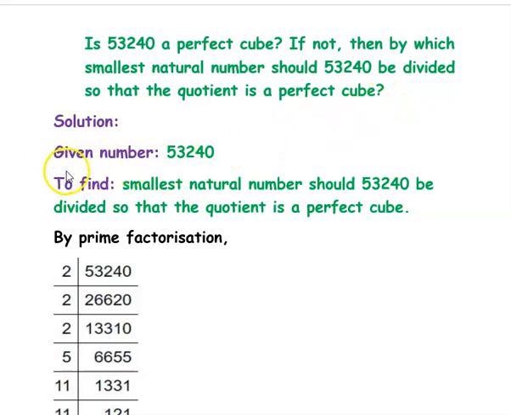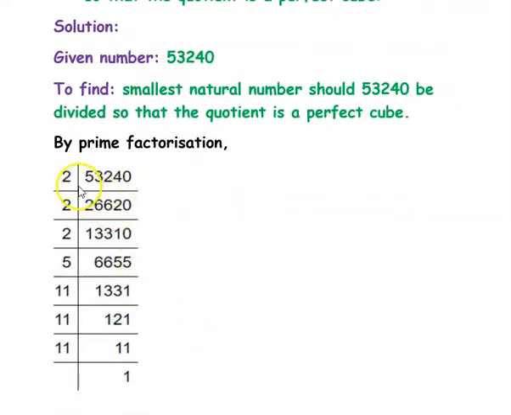Okay, so solution. The given number is 53,240. First we want to find whether the given number is a perfect cube. If it is not, then we want to find the smallest natural number, that is a factor, by which it is to be divided so that the quotient becomes a perfect cube. So first let's find the prime factorization of 53,240 to check whether it is a perfect cube or not. So now let's do the prime factorization.